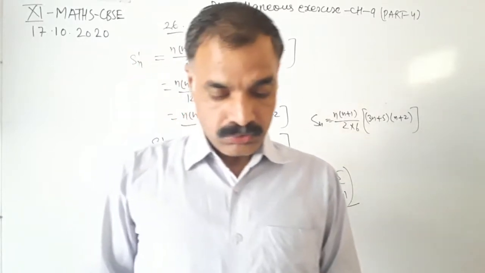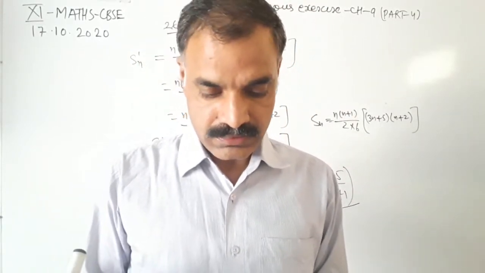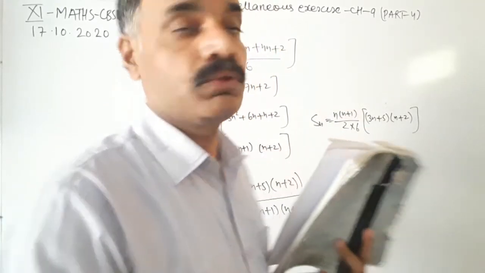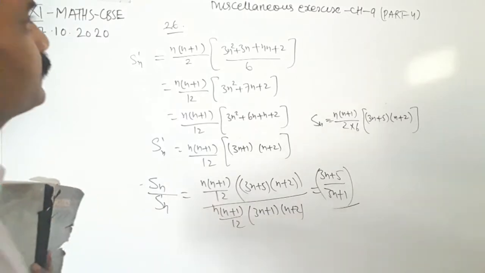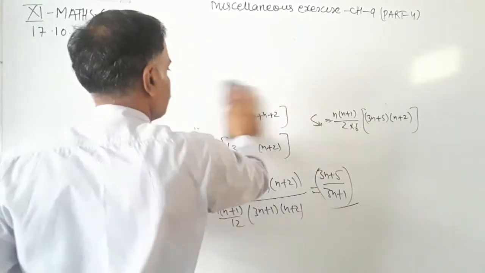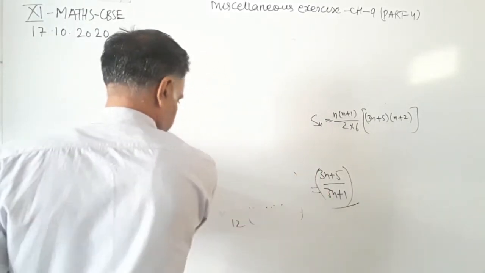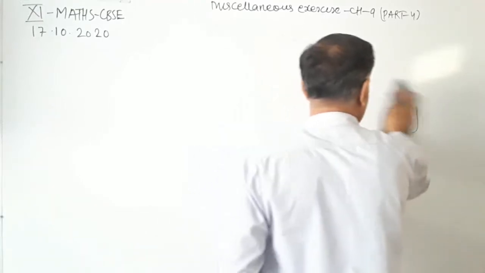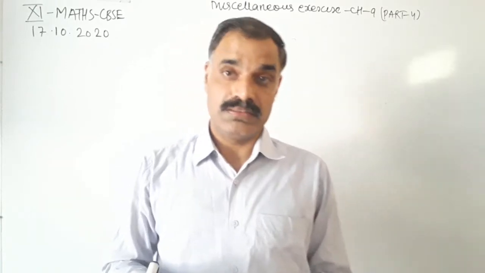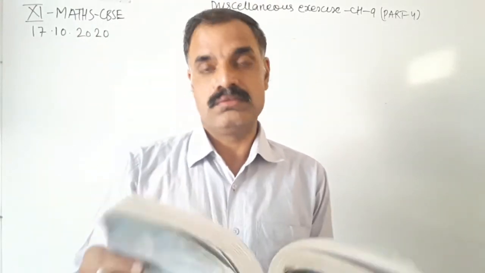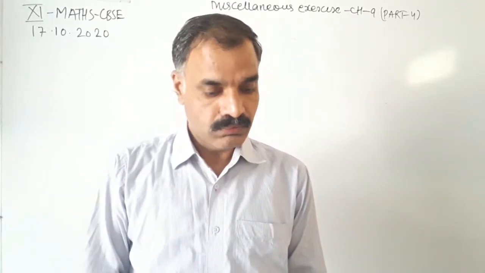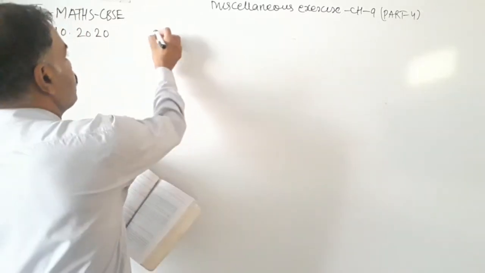So this was question number 26. Now we have to solve question number 27, of the miscellaneous exercise on chapter number 9. You have just to learn the tricks, how to solve the questions. Unless and until you learn the tricks, you can't solve the questions. So we are solving question number 27.